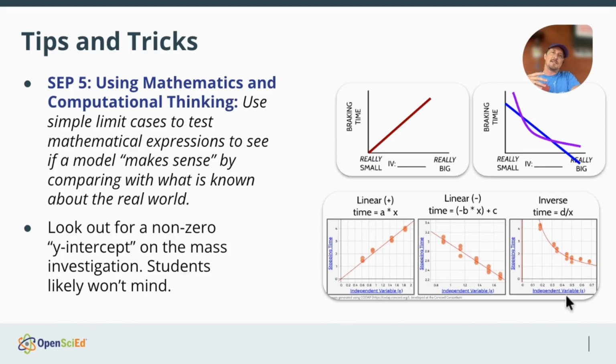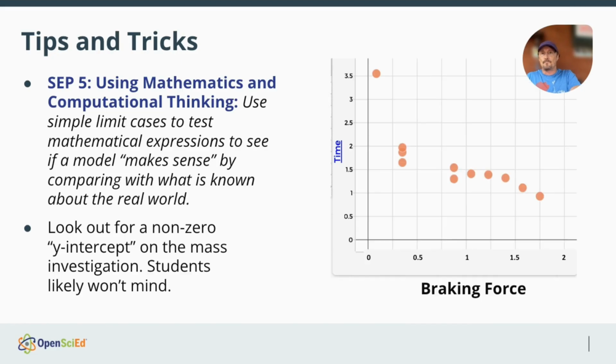But then this difference between the blue line and the purple line for the effect of force data is tricky. Students might be inclined to think of it as a straight line, and it is this SEP, use simple limit cases to test mathematical expressions, that helps them think about which of these lines would actually make sense given what I know about how the real world works.